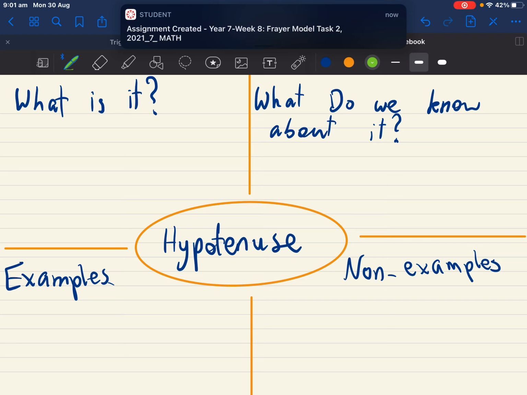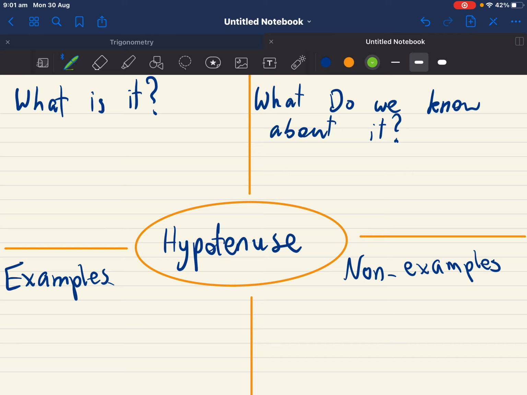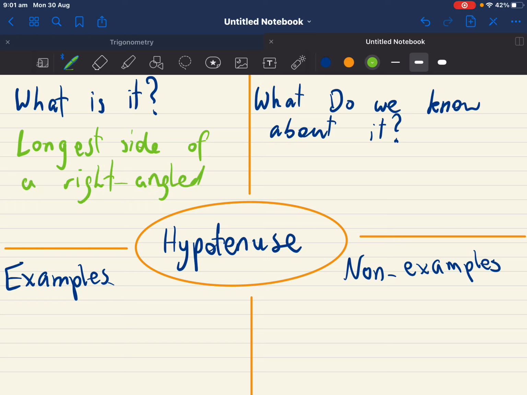So the first term, which we see a lot in trigonometry, is the term hypotenuse. So what do we do? The first section, what is it? This is where we write down what it is. So the hypotenuse, it is the longest side of a right-angled triangle.